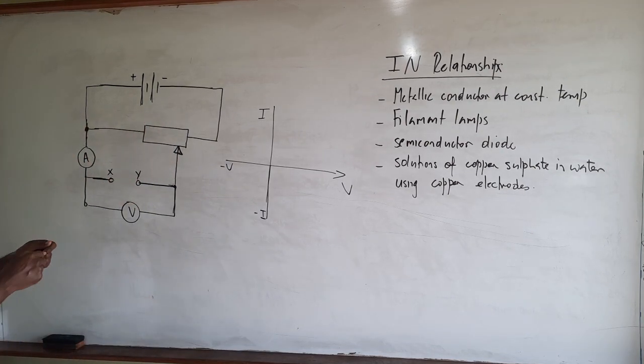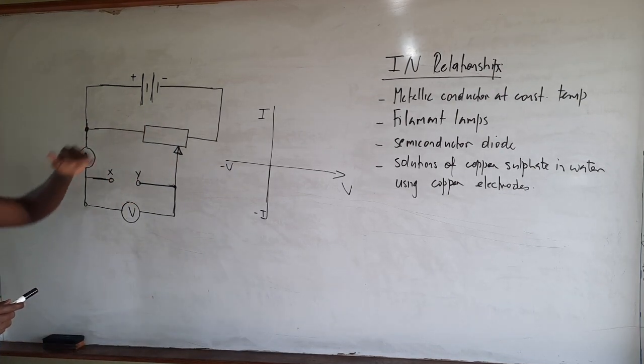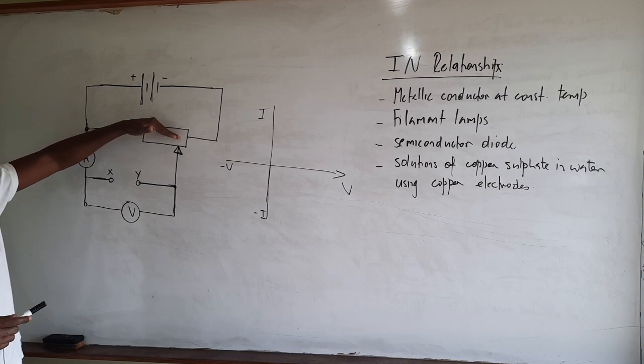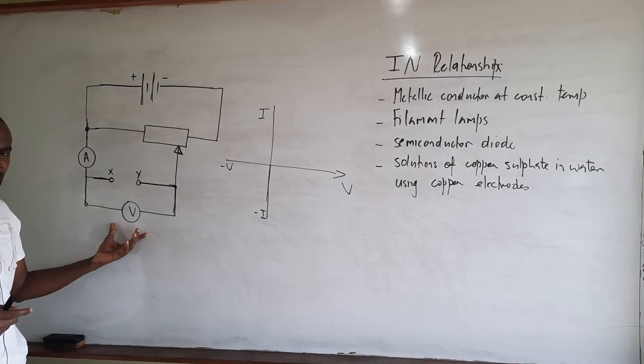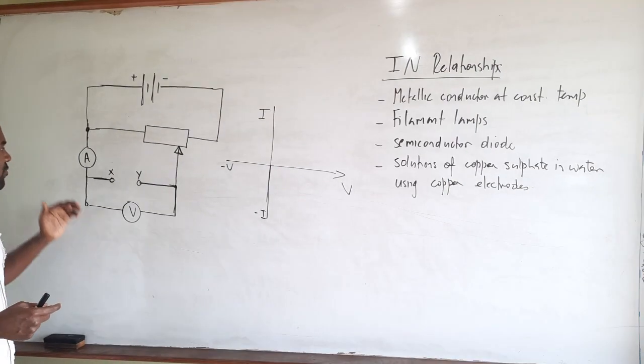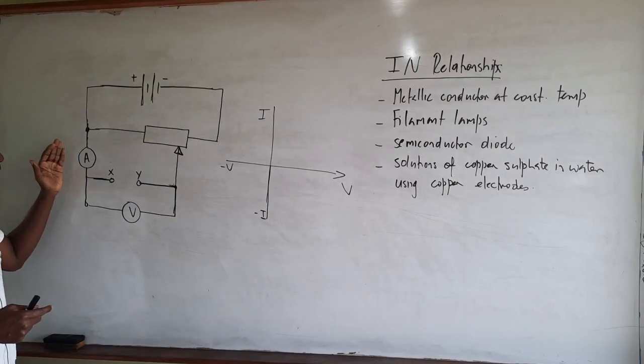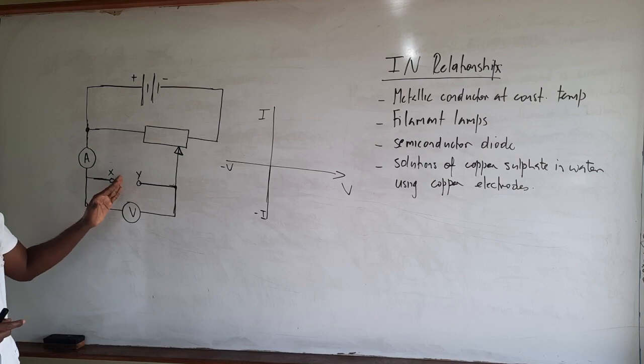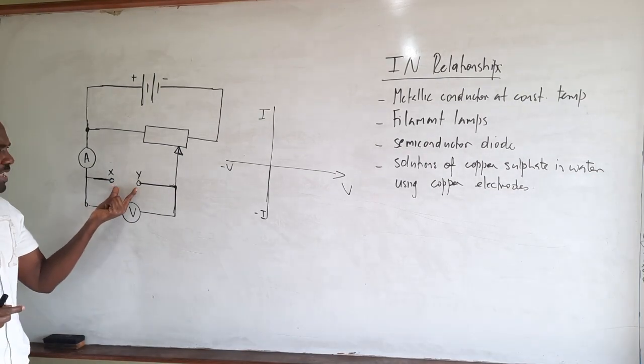So again, this is a circuit that we normally use. We have the battery, a rheostat which will be functioning as a potential divider, a voltmeter to measure the potential difference across the device, and of course an ammeter, measuring the current flowing through the device, which will be placed between X and Y.